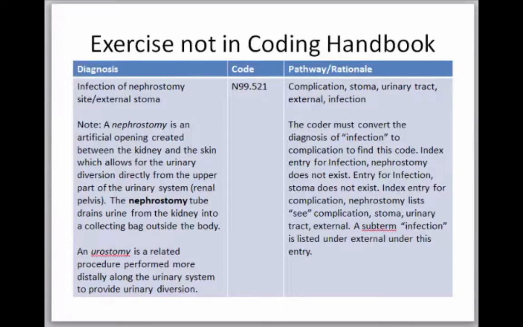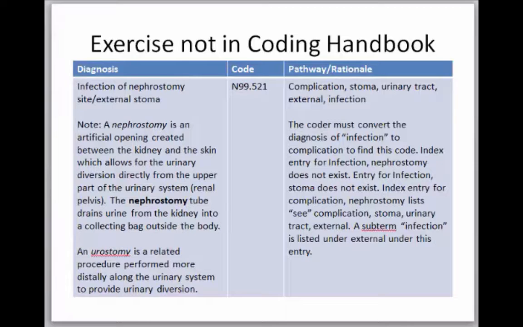But both of those created openings are to allow the body to drain the urine, and it typically would be done whenever there's been insult to the kidney, or it could be a malignancy. For whatever reason, the body's not able to empty the urine the normal way, the way that we would be able to do that. We create these stomas or openings in the body that allow us to insert tubes, and then the urine can be drained from the body.